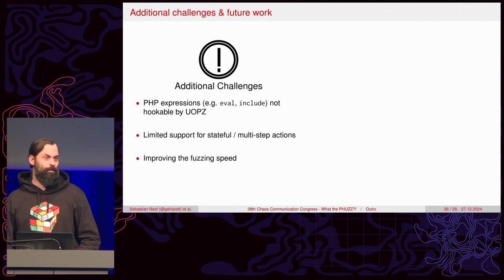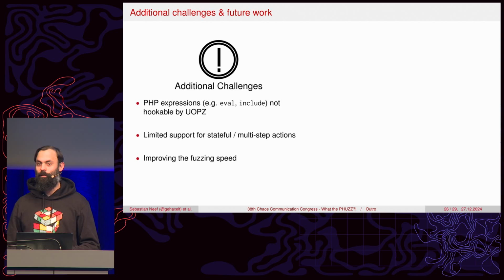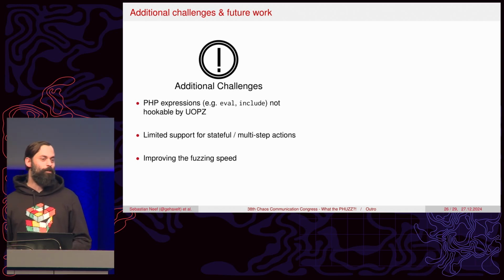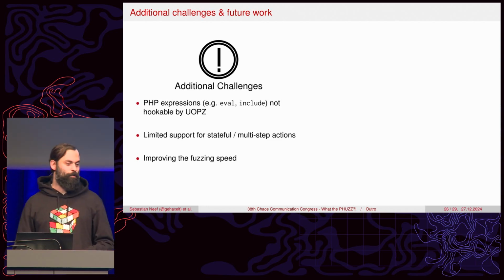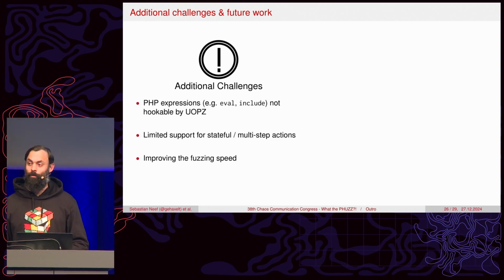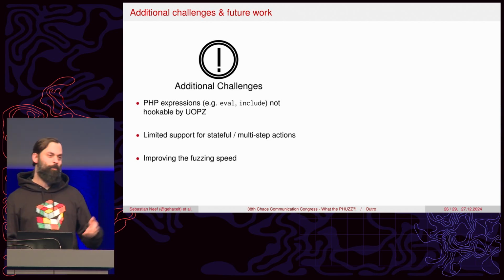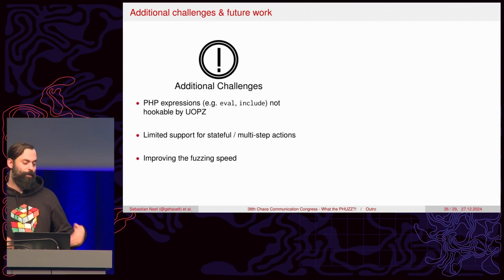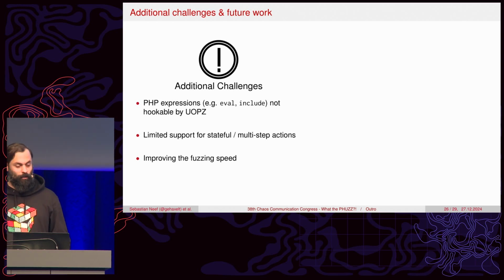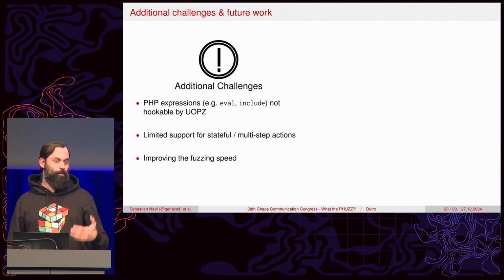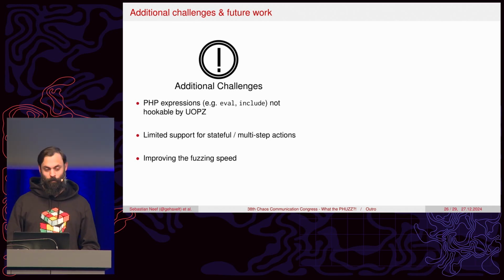There are some challenges that I was not able to solve yet. I hope that there are some brilliant people in this room that could help with this, because, for example, the UOps extension that we use for function hooking is only able to hook into PHP functions, but not PHP expressions. And PHP expressions are a different language construct that, for example, eval or include or require belong to. So we cannot detect local file inclusion issues right now.